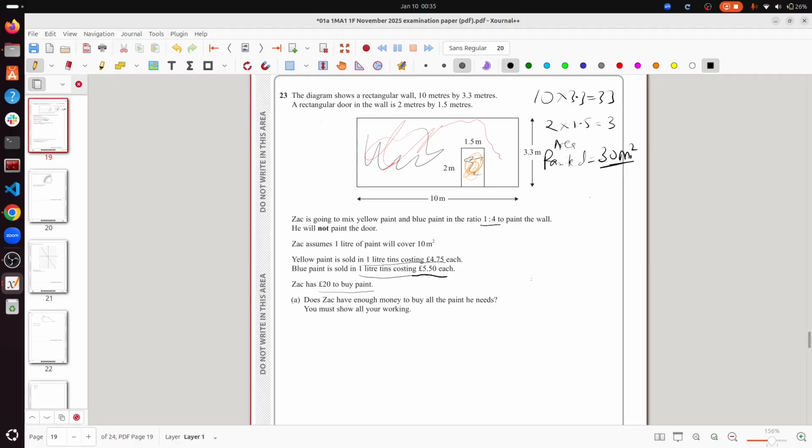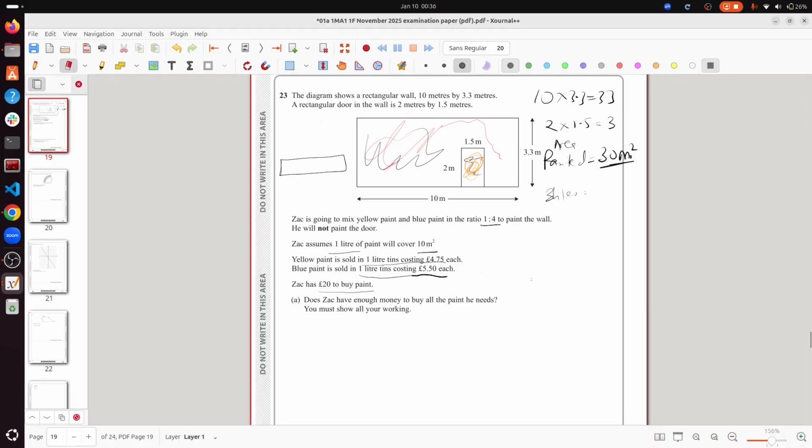Now, the next set of questions for us to ask. Yellow paint is sold in this. We know now, how many liters of paint will he need? He assumes that 1 liter of paint will cover 10 meters squared, but he's going to paint an area of 30 meters squared. So he's going to need 3 liters of paint. That is what he needs.